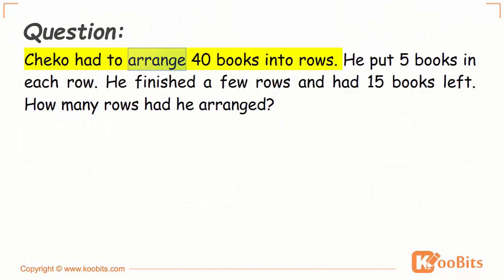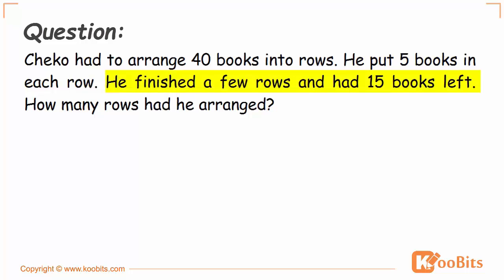Chico had to arrange 40 books into rows. He put 5 books in each row. He finished a few rows and had 15 books left. How many rows had he arranged?